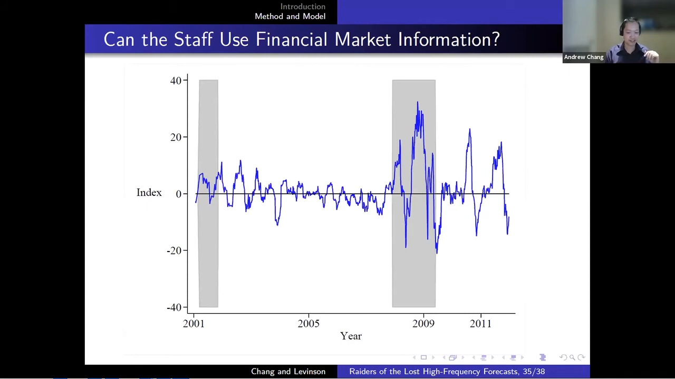So this is what the index looks like. I guess there's two features that stand out to me. The first is that it's heteroscedastic.